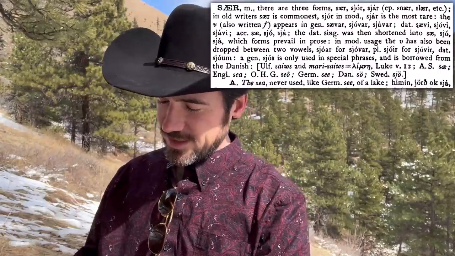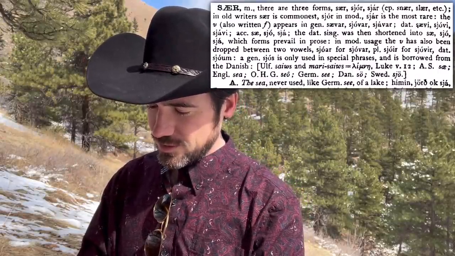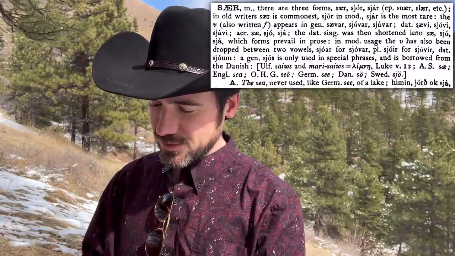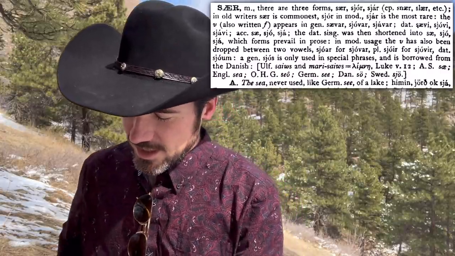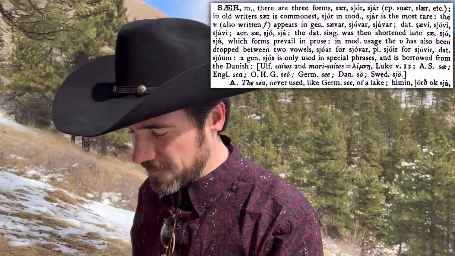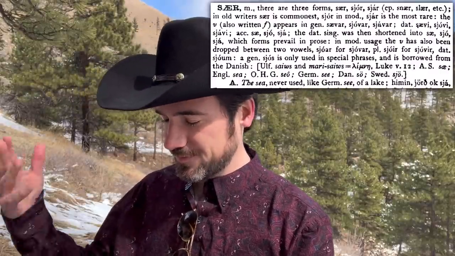Ulfilas, Gothic, saiws, marisaiws, Greek limne, which means lake, Anglo-Saxon sæ, which see, Old High German seo, German See, Danish sø, not how this was spelled anymore, Swedish sjö, the sea, never used like German See of a lake, blah, blah, blah, blah.